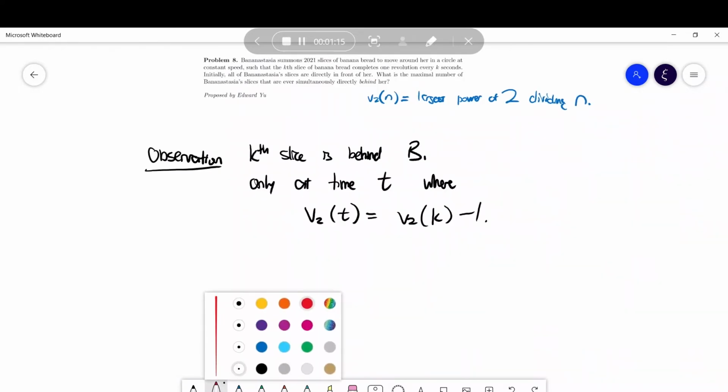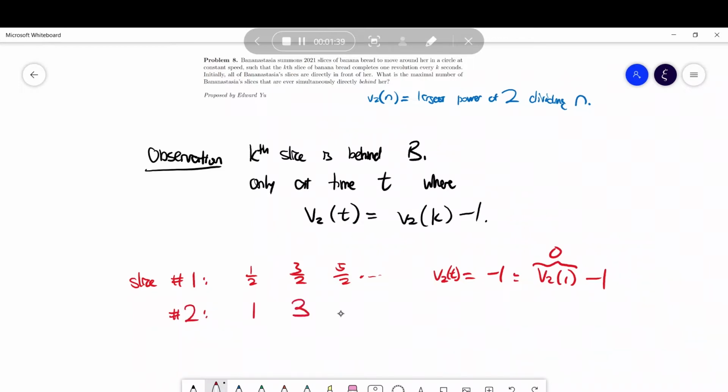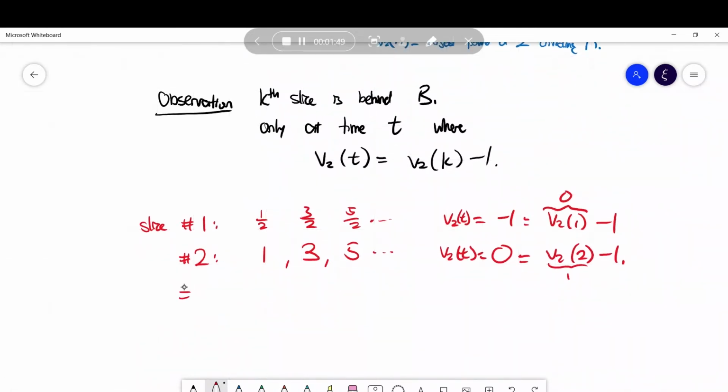I'll just give a couple of examples to illustrate my point. For example, slice number 1 is behind Bananastasia only at times 1/2, 3/2, 5/2, etc. And the v2 of all of these times is -1, which is v2 of 1 minus 1, because it's 0. Or we can look at slice number 2. Slice number 2 is behind Bananastasia at times 1, 3, 5, etc. And the v2 of all of these times is 0, which is v2 of 2 minus 1. Let's do one more example just for fun. Slice number 3 is behind her at times 3/2, 9/2, 15/2, etc. And here v2 of t is equal to -1, which is equal to v2 of 3 minus 1.